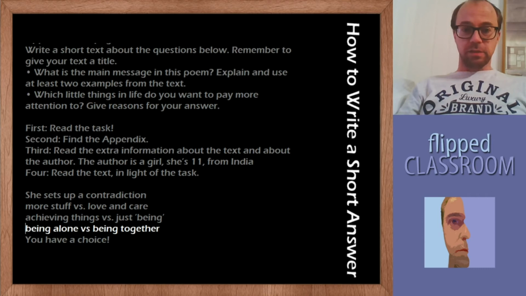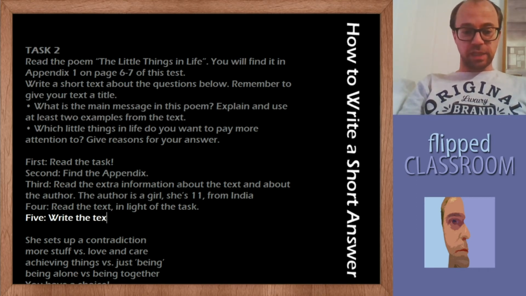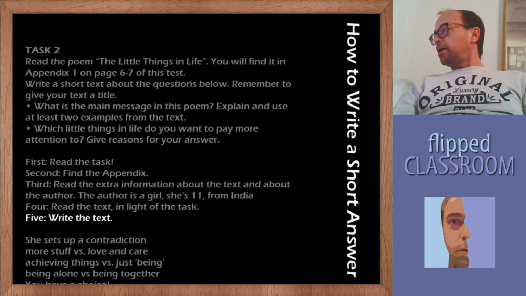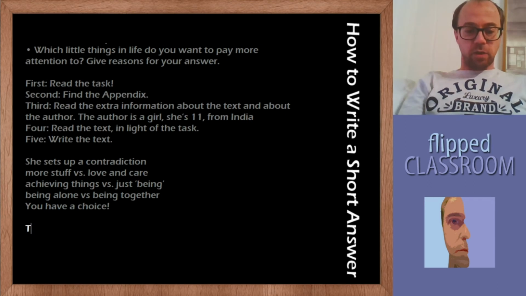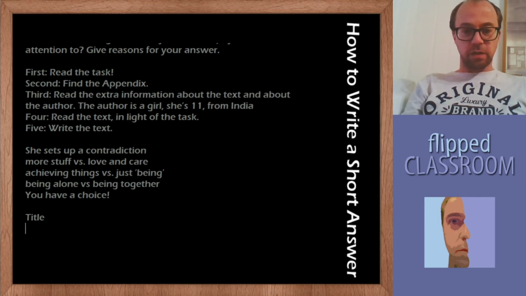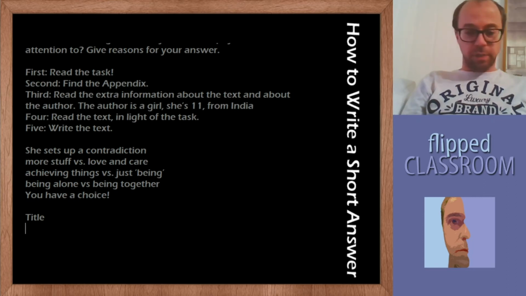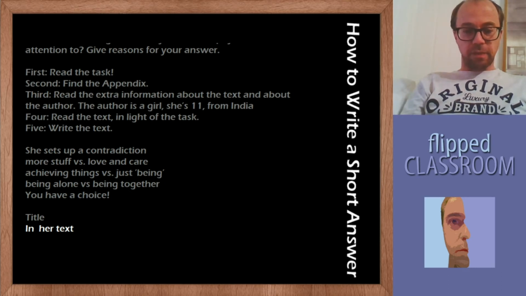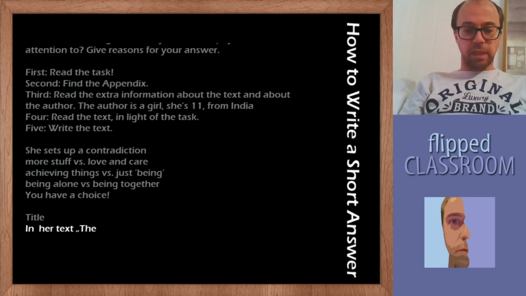Okay, but here's step 5. Write the text. Time to write. So first we need a title, and I will save that for later. I just put a title here so I will remember it, and I have of course prepared this a little bit so I can write it quicker. In her text, and then I write the name of the text. In her text, The Little Things in Life.